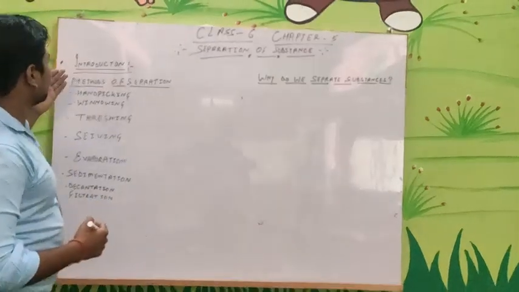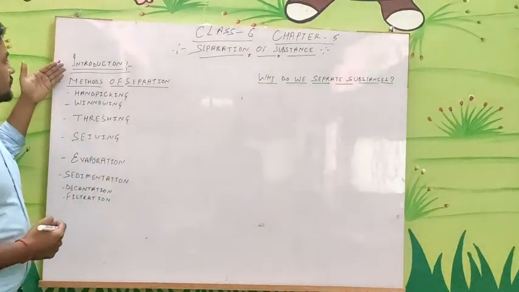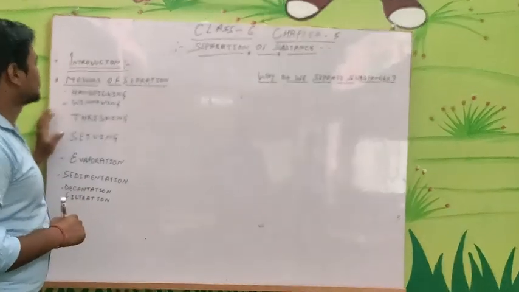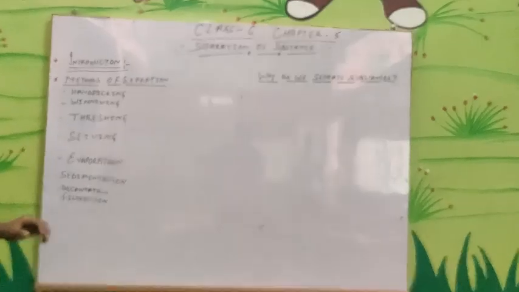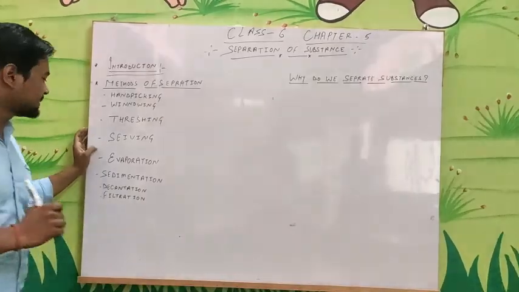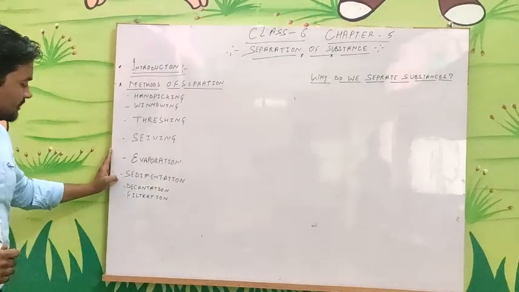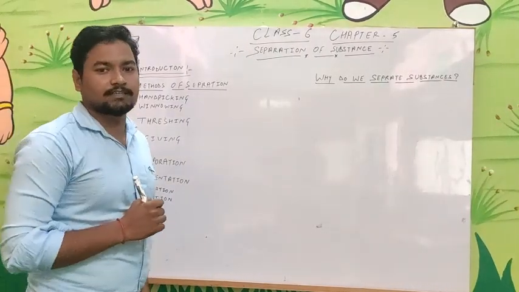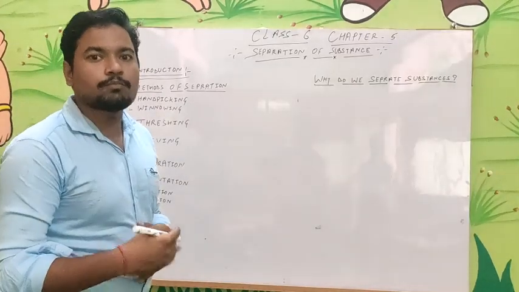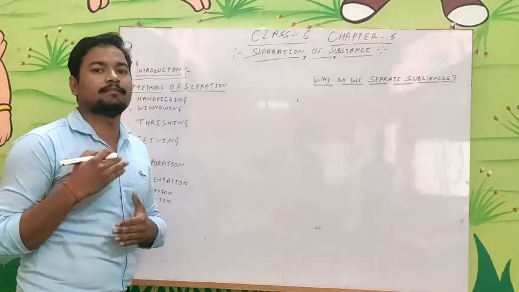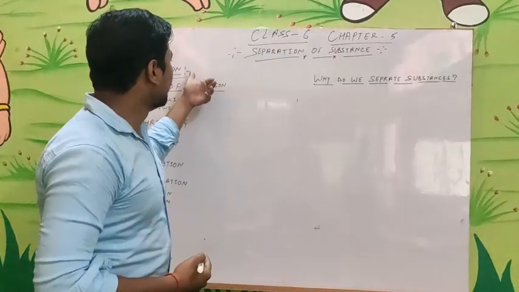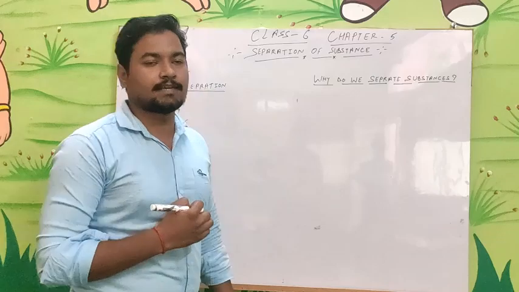Today we will study chapter number 5 of the science book, Separation of Substances. Firstly, we will learn about the introduction of separation of substances, and then we will study the methods of separation: handpicking, winnowing, threshing, sieving, evaporation, sedimentation, decantation, and filtration. After that, we will learn about cases where two or more separations are used. Firstly, we will go to the introduction of separation of substances.